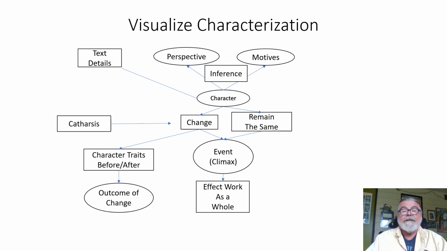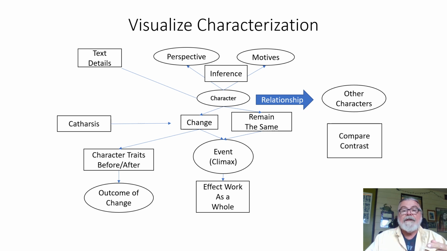all the different characteristics. Also, we want to consider other characters. What are the relationships? When we look at the relationship between Cordelia and King Lear, then we want to consider compare and contrast. How are her characteristics the same or different from King Lear himself? Next, how does that compare and contrast to these two characters affect the work as a whole?